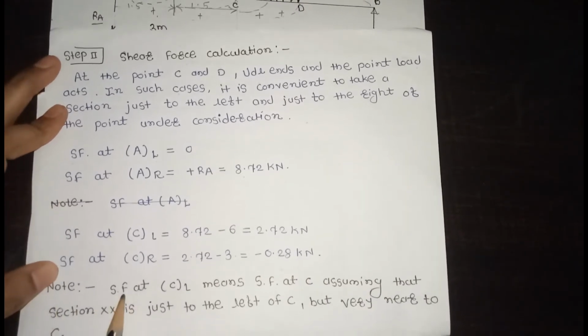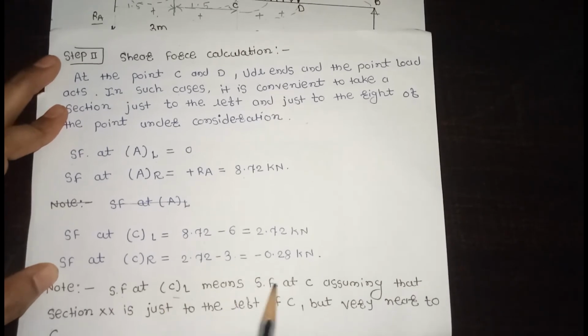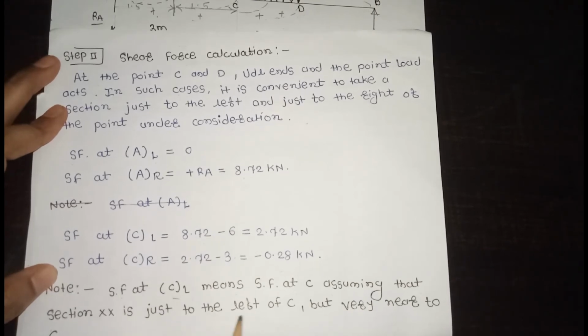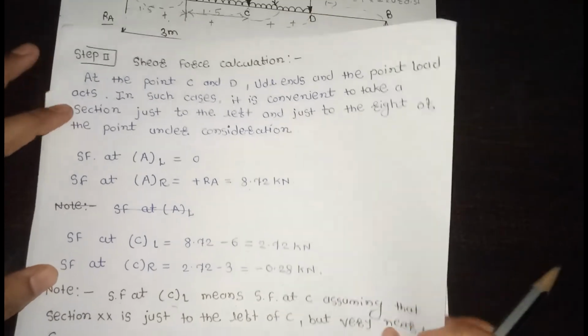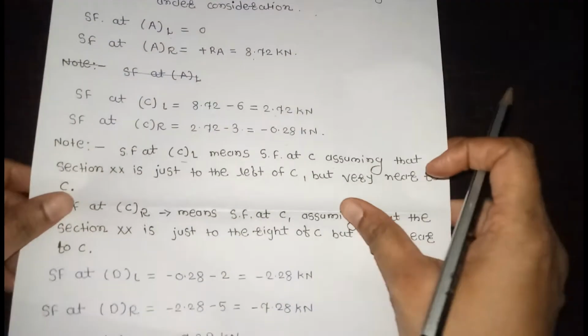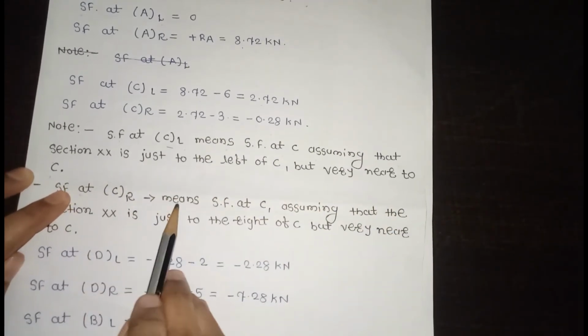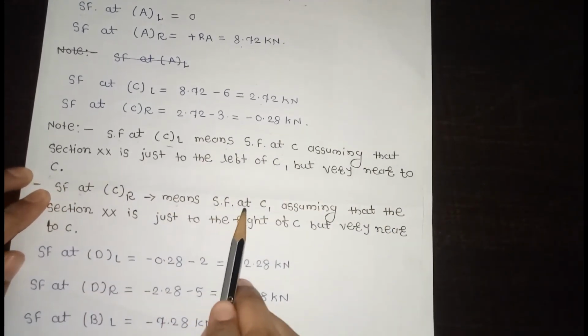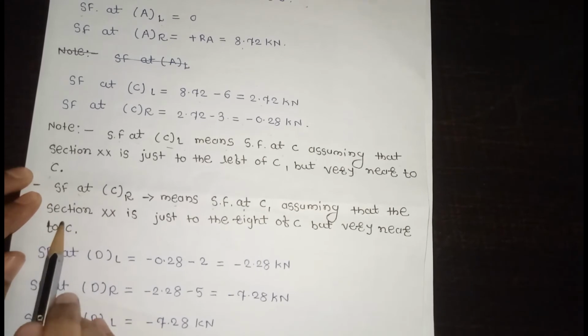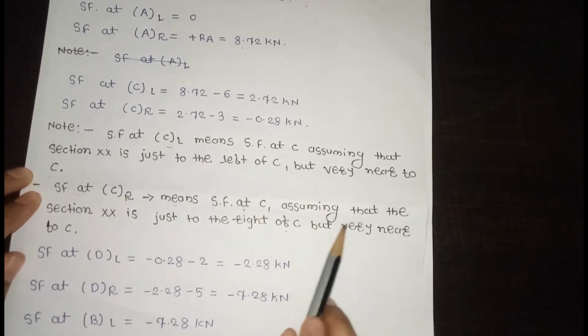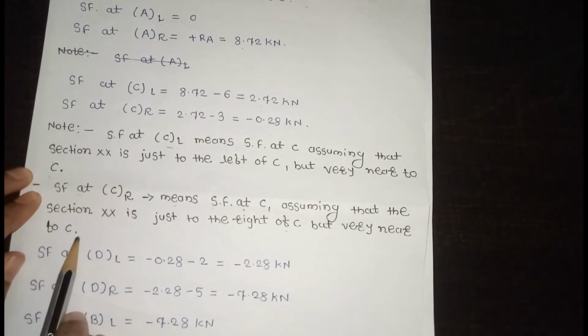Note, SF at C left means shear force at C assuming that section XX is just to the left of C but very near to C. And shear force at C right means shear force at C assuming that section XX is just to the right of C but very near to C.